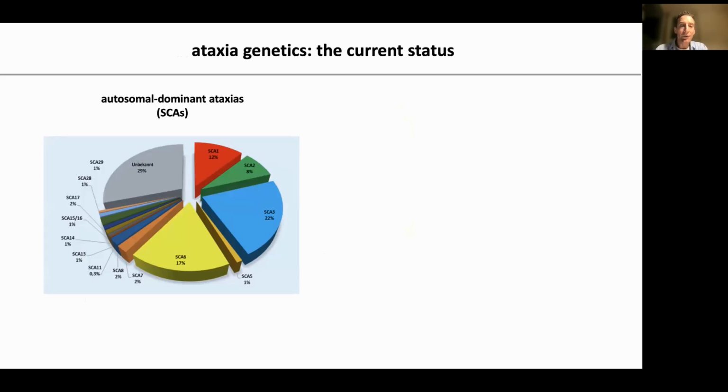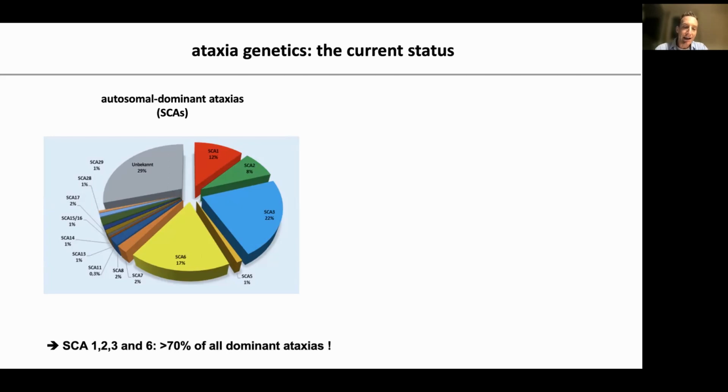Currently, we have the following field in ataxias. In autosomal dominant ataxias, what you can appreciate here is that about 60 to 70% of all the ataxias are caused by SCA1, SCA2, SCA3, and SCA6. And all of them have one genetic feature in common, namely, they are repeat expansions by a certain type of repeat, CAG. Those are exonic CAG repeat expansions.